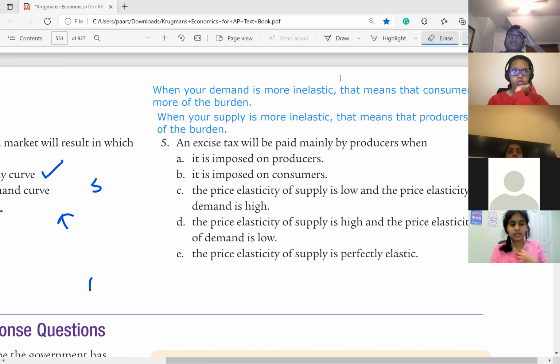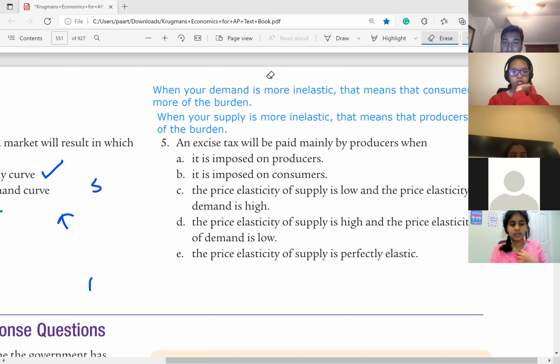I was thinking maybe something like electricity, right? If the government taxed them for electricity, they can't just suddenly stop providing electricity to the city, because it's a necessity for us. So in this situation, it's mainly paid by producers when supply is more inelastic. So let's see, price elasticity of supply is high. Yeah, so it would be D, right? Or is it, no, wait. So it would be C.